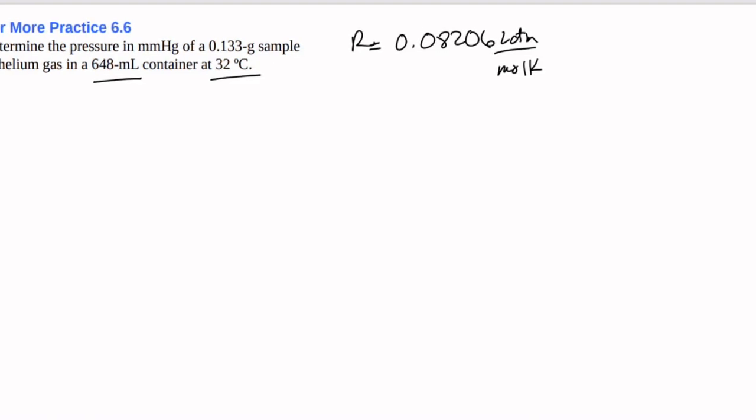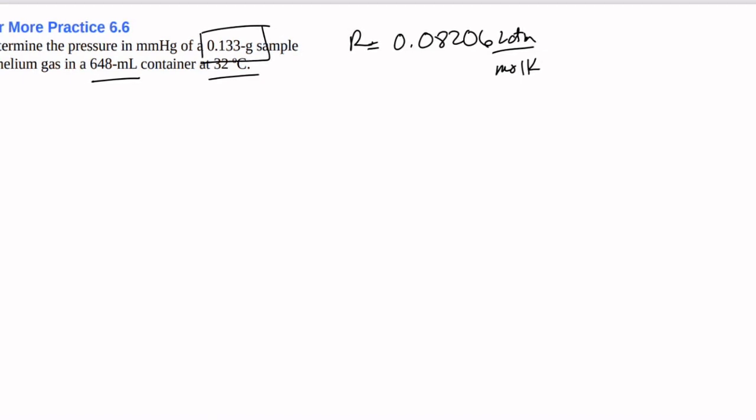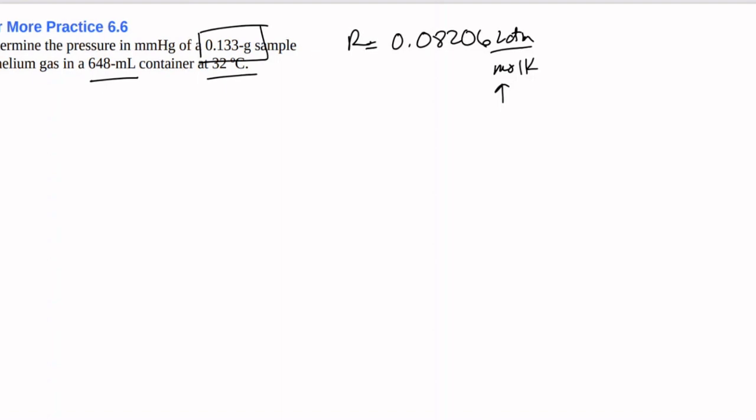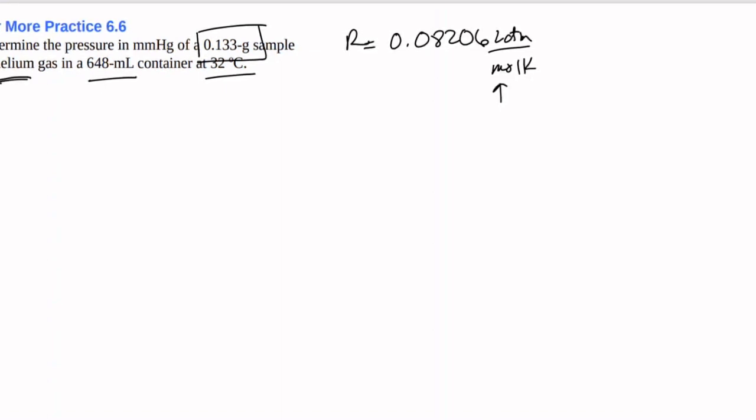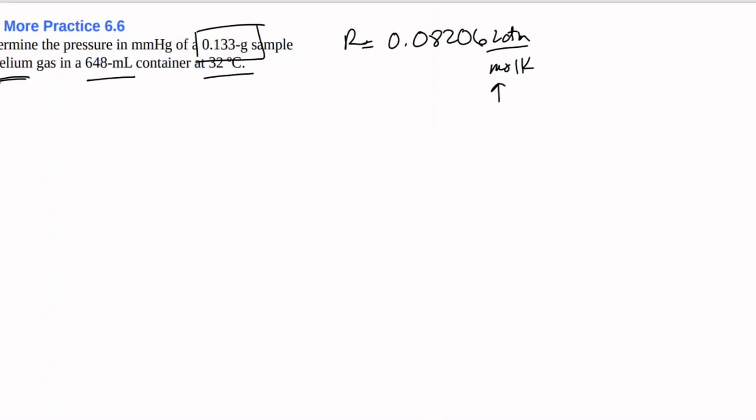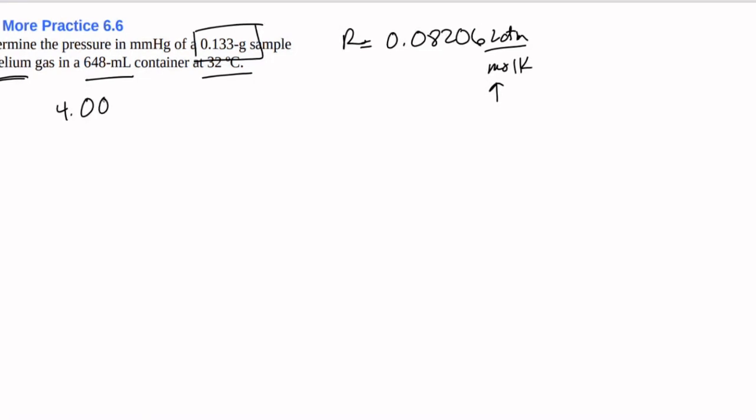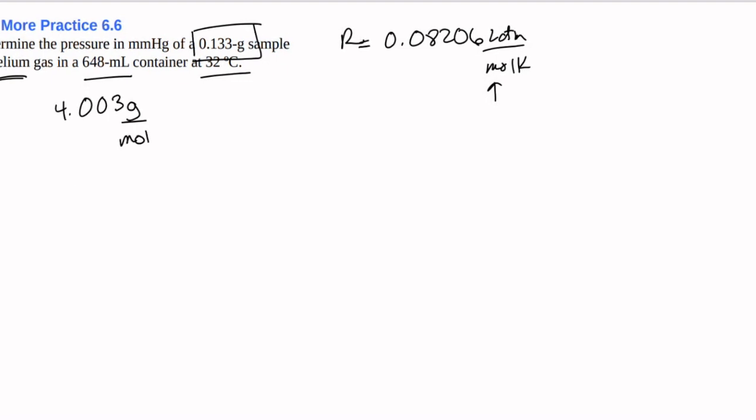But here's an interesting number. How do we convert grams? We need moles. Our amount of gas has to be in moles. So we have to convert grams to moles, and this is helium. And so we need the what? We need the atomic mass of helium, and that is 4.003 grams per mole. Okay, so let's go ahead and get started.